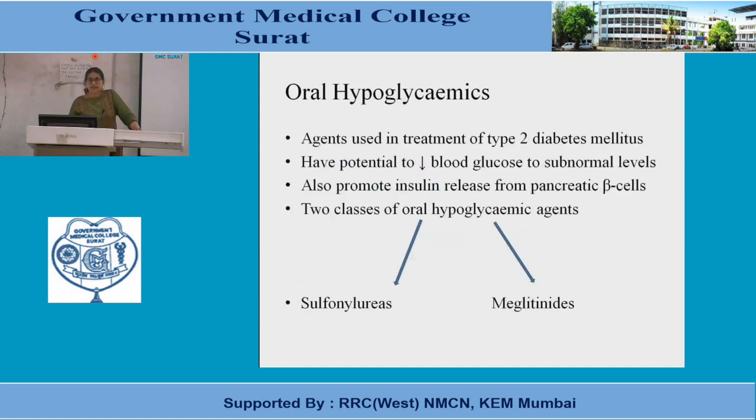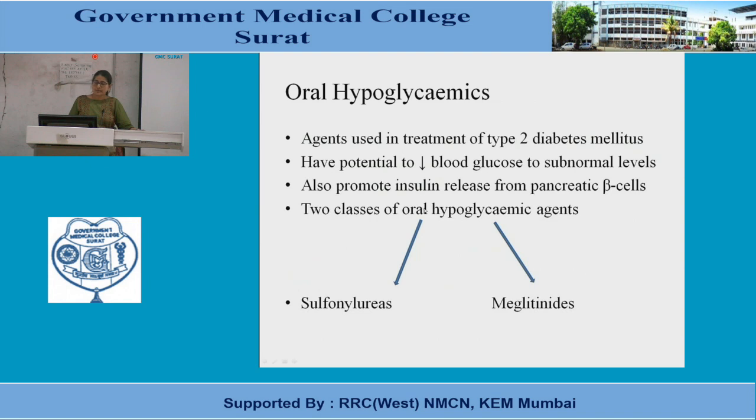So coming to the details regarding the oral hypoglycemic drugs. As I previously mentioned, these are the agents used in treatment of type 2 diabetes mellitus. Oral hypoglycemics means they have the potential to decrease blood glucose to a subnormal level. That is, even if the glucose is normal, they can decrease the blood glucose level if this group of drugs is given. They also promote insulin release from the pancreatic beta cells, so they might be useful in patients who have resistance to insulin secretion.